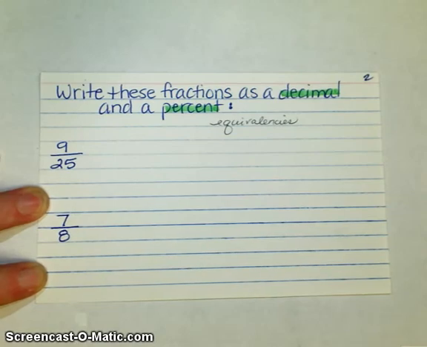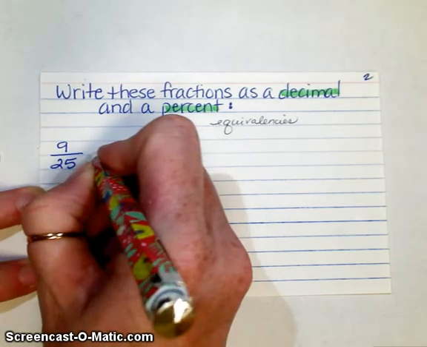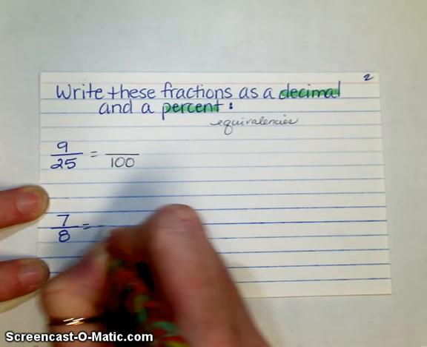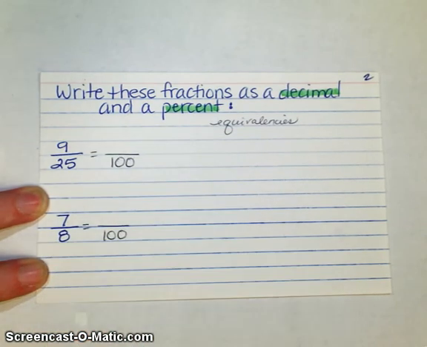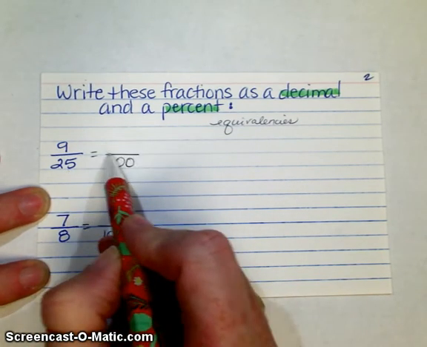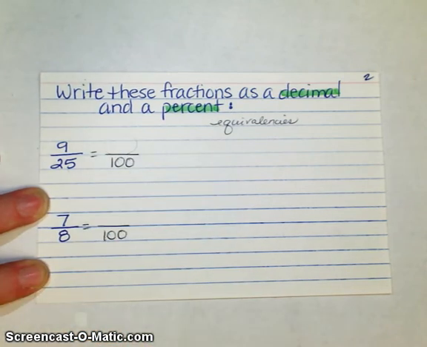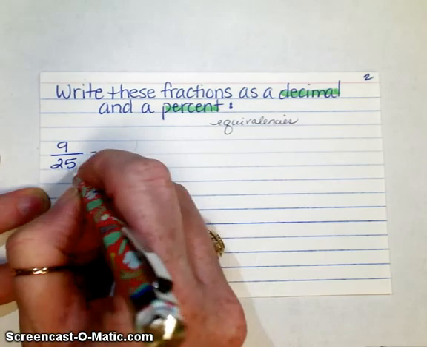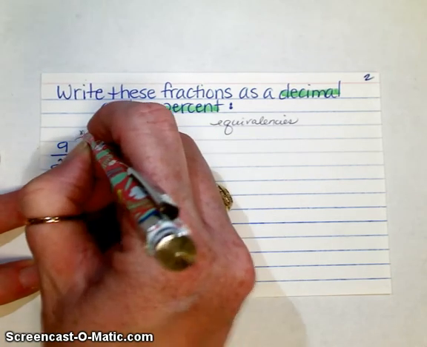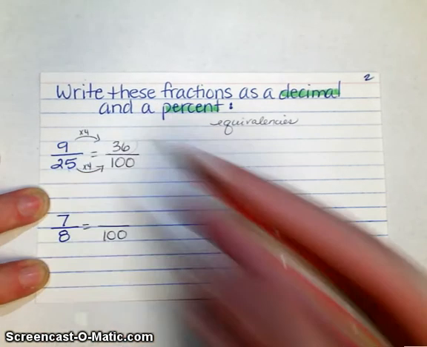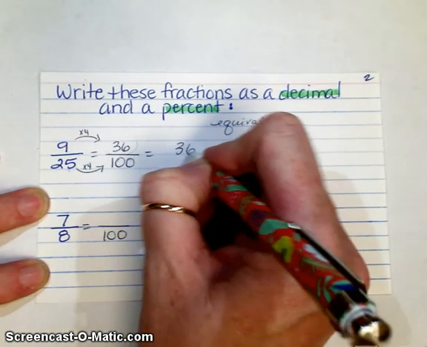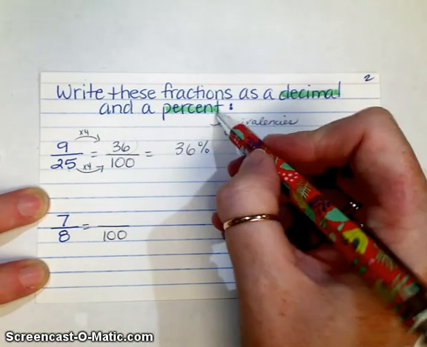And the only way we can look for equivalencies is to make these fractions equal to 100 on bottom. Now, if we have 9 over 25 and I'm wanting to find this missing link over 100, what am I doing to 25 to make it become 100? I'm multiplying it by 4. So I have to do the same thing to the top. That gives me 36 over 100. So that is equal to 36%. That takes care of my percent.